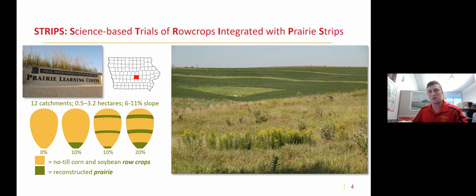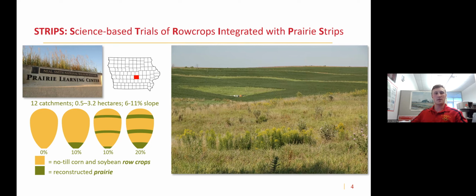So now jumping into the STRIPS aspect of this presentation. STRIPS stands for the Science-Based Trials of row crops integrated with prairie strips. This is a project that was started at the Neil Smith National Wildlife Refuge in Jasper County, Iowa, a little over 15 years ago. And the initial phase of the project was taking 12 small watersheds within the refuge and converting them to different arrangements of combinations of no-till corn, soybean row crops, and then reconstructed prairie, both at the foot slope and along the contours and strips.